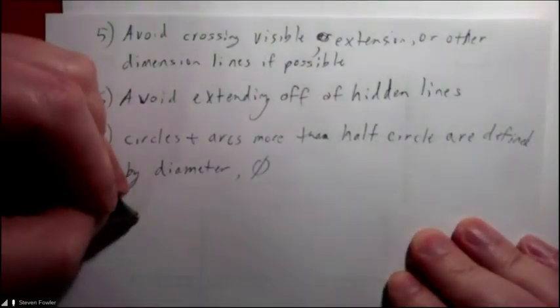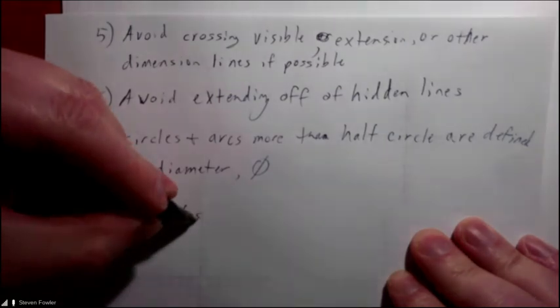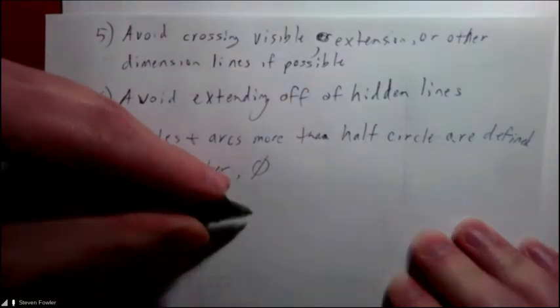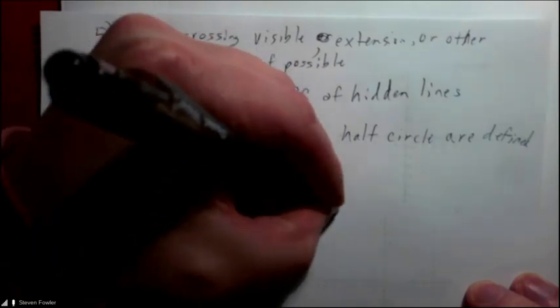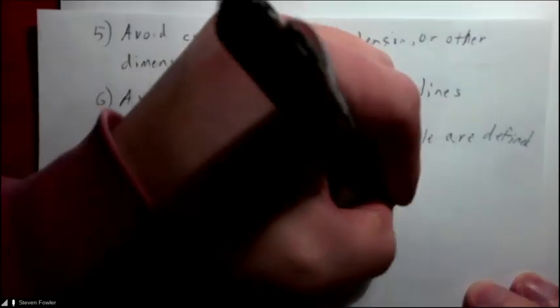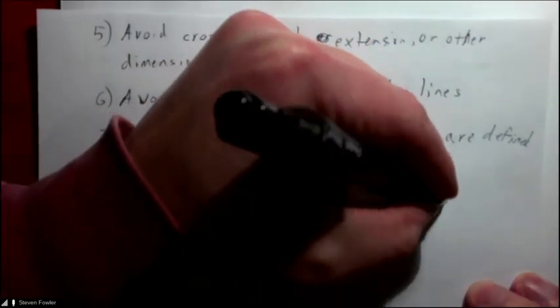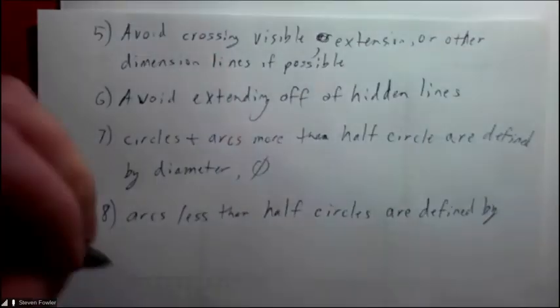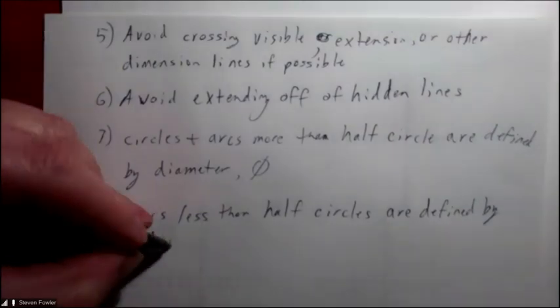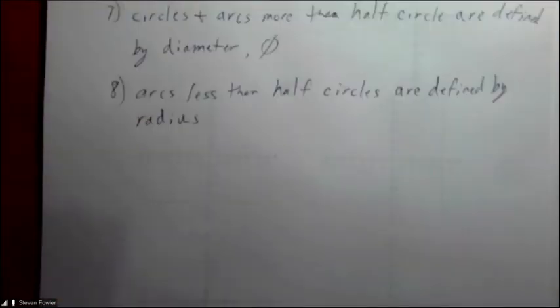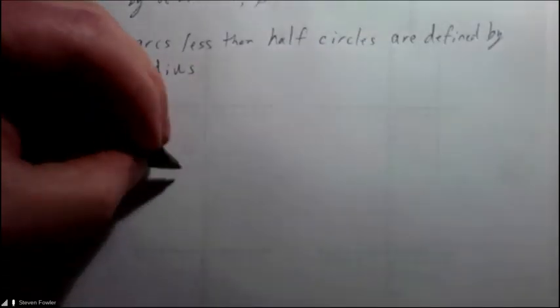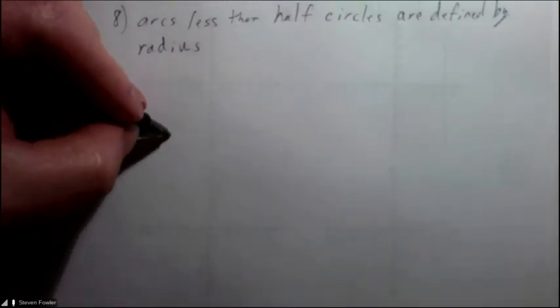And then arcs less than half circles are defined by radius. Right? And so if we do something where we see most of these in place, I'm going to move kind of quickly. I'll try to do something by hand here.